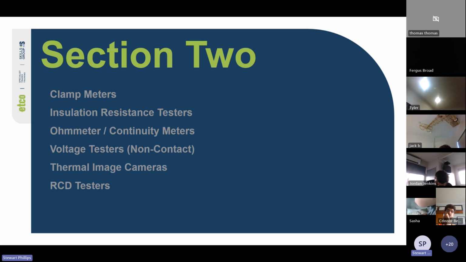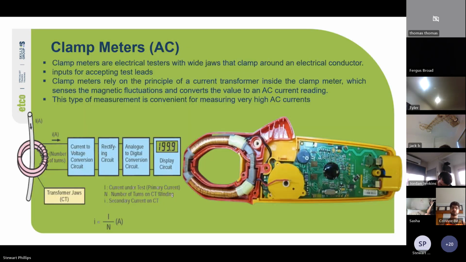Cool. So now we'll take a look into section 2. So your clamp meters, AC. Clamp meters are electrical testers with wide jaws that clamp around an electrical conductor, with inputs for accepting test leads.